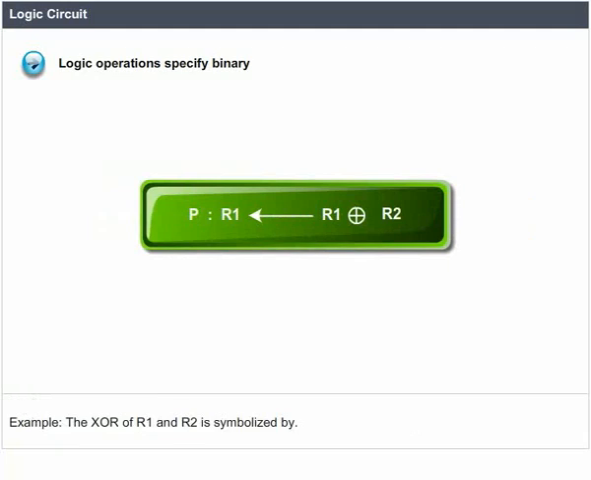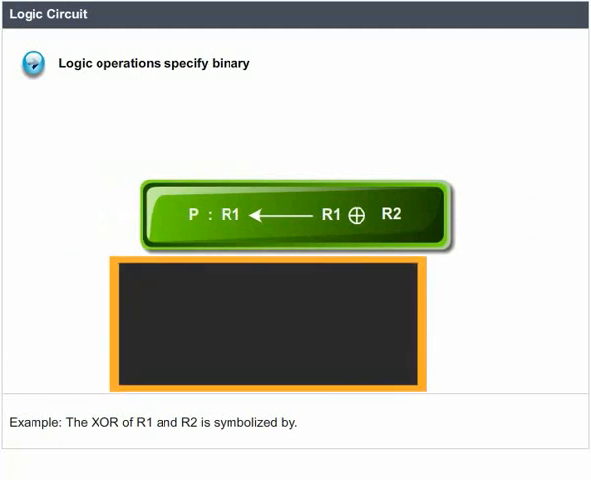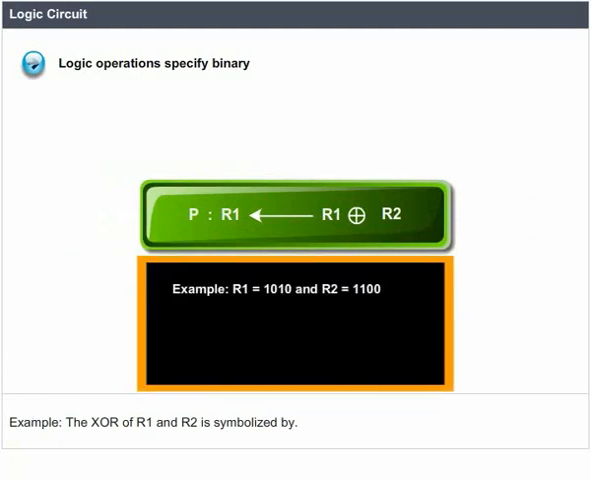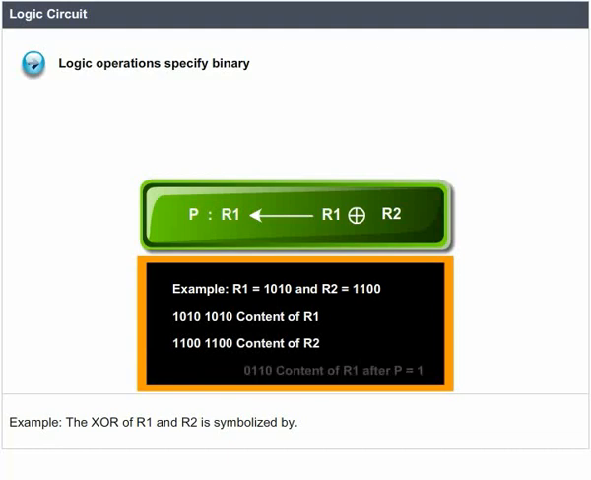For example, the XOR of R1 and R2 is symbolized by the control function P. Example, R1 equals 1010 and R2 equals 1100. 1010, content of R1. 1100, content of R2. 0110, content of R1 after P equals 1.